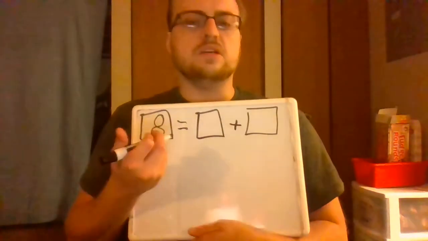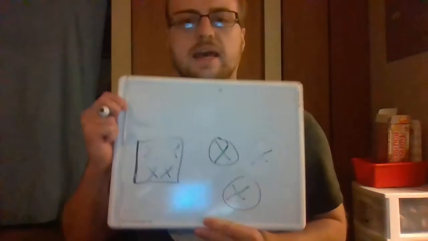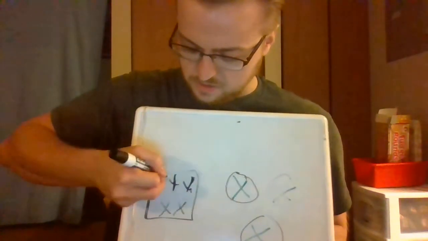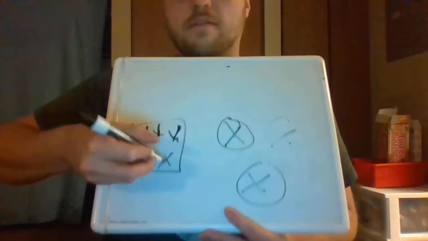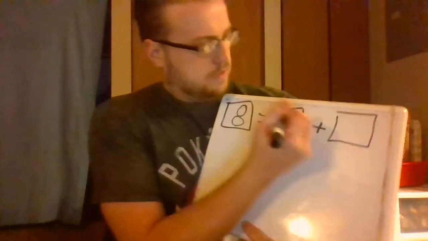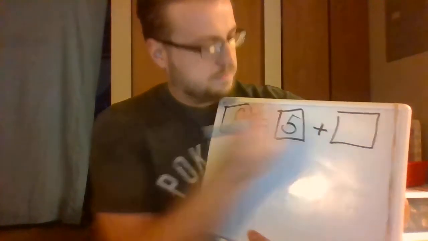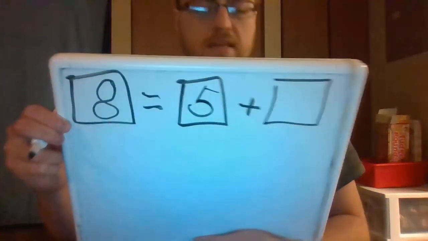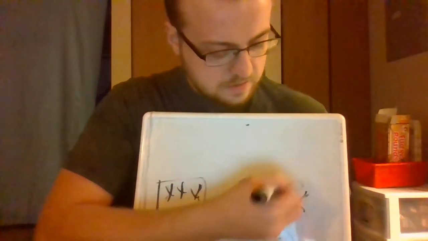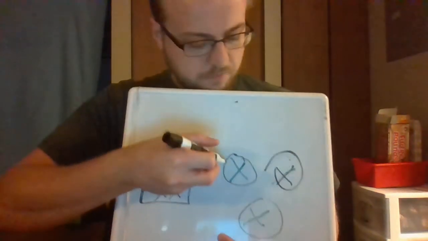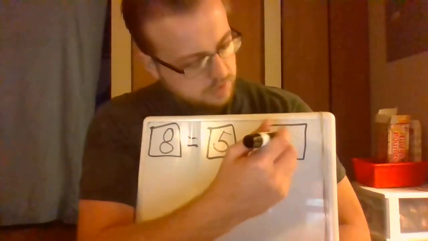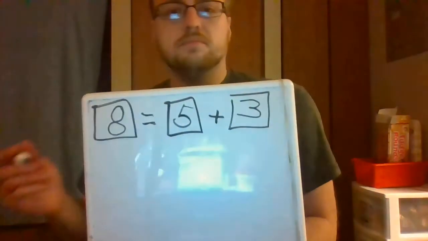So 8 equals, how many did I have in here? Oh, that one's got a little bit of erase. 2, 3, 4, 5. So I know I have 5 in here. So let's go ahead and draw a 5. And then let's see how many I have in my flower pots over here. So I have 1, 2, 3. So I can just put my 3 right there.